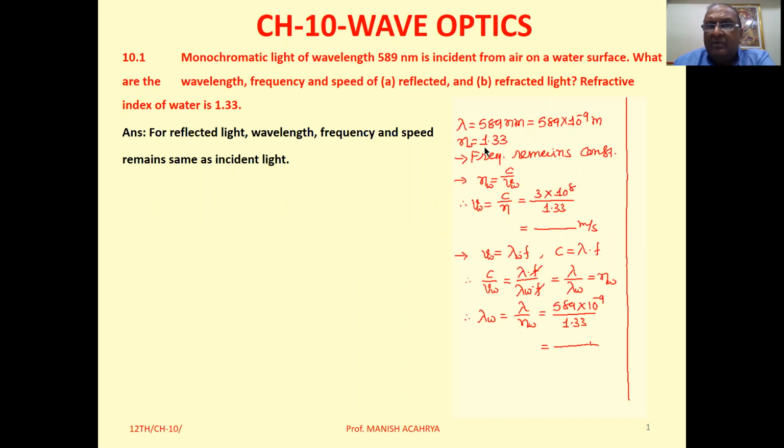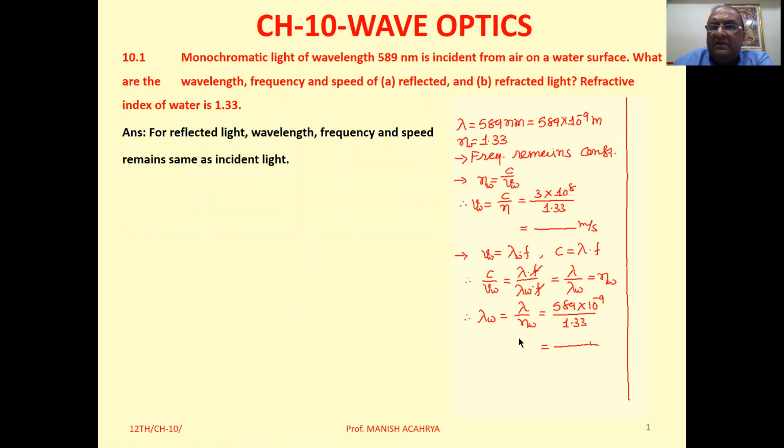Okay. Now lambda is given to you, that is 589 nanometer. So 589 into 10 raised to minus 9 meter. And water, that is 1.33. Now frequency always remains constant. It is the characteristic of the source. Now refractive index is the ratio of the velocity of light in vacuum to the velocity of light in the medium. So refractive index of water is C upon V water. So V in water is C by N. C is 3 into 10 raised to 8 and 1.33. Solve it, you will get the answer.